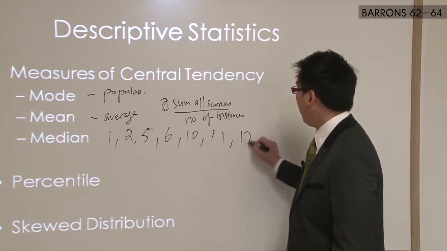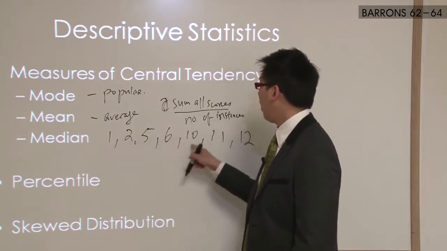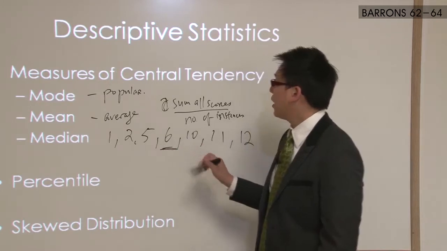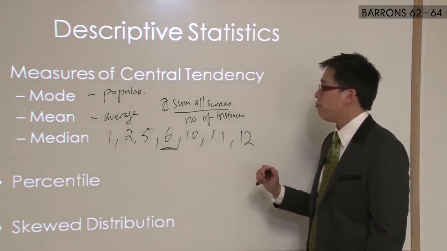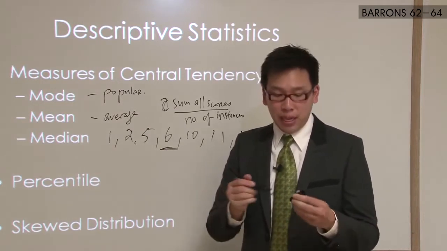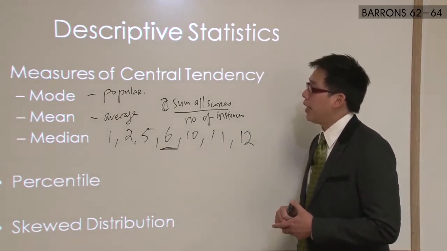If you had an odd number of numbers, it's exactly the one in the middle, which is 1, 2, 3, 4, 5, 6, 7. So the one in this position, 4, would be the median number. So there are different ways to measure the central tendency of a group of data, and these are the three that you'll be tested on in AP Psych.